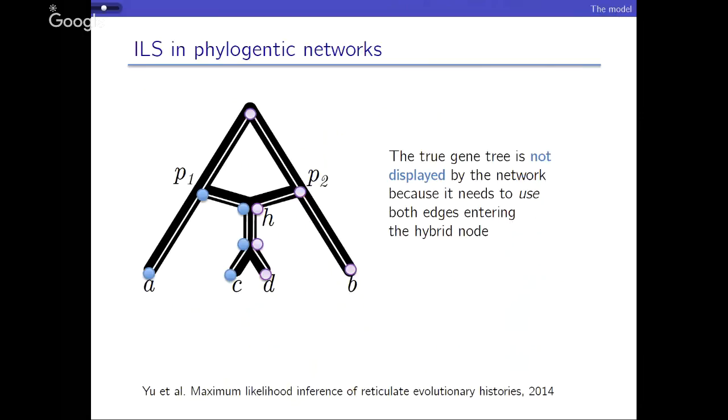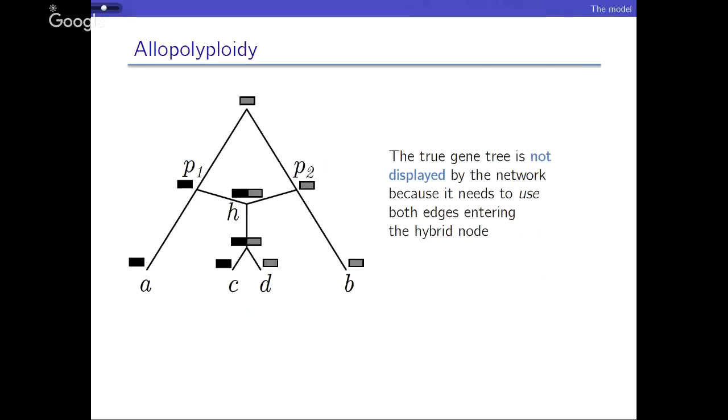And this also creates a problem for modeling allopolyploidy, when the two genes are inherited by the hybrid species. And so again, if we look at the gene tree inside, this gene tree is not displayed because again the network does not allow using both edges in a displayed tree model.